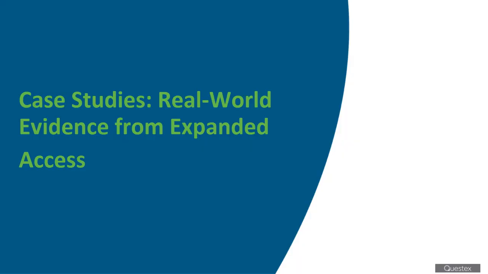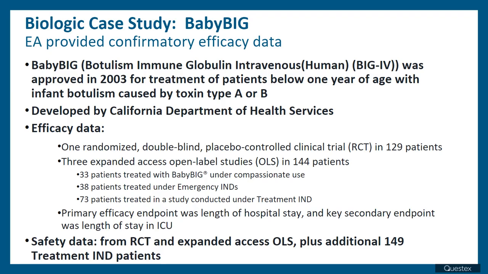So what Mark and I would like to do is touch on a couple of case studies, and the first one we have here is a biologic product. This is actually a product that I had the opportunity almost 20 years ago to work on, on the team that was involved in pulling together the BLA for this product. This is an intravenous immune globulin product called BabyBIG that was approved back in 2003 to treat infant botulism, and it was developed by the California Department of Health Services.